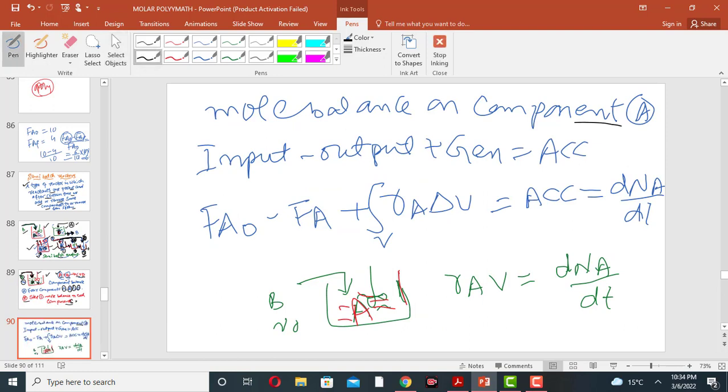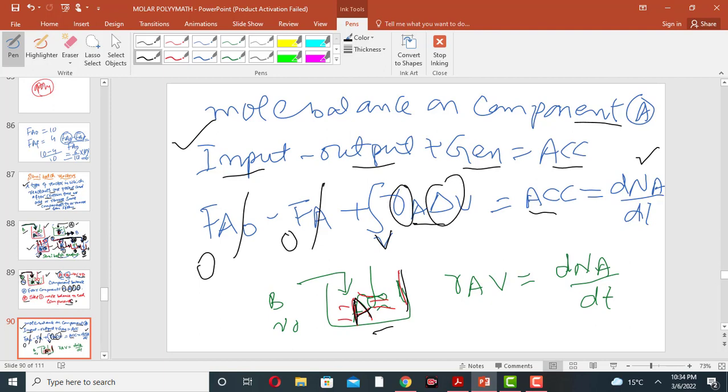Mole balance on component A: this is the general mole balance equation, input minus output plus generation is equal to accumulation. A is not entering the system, so this is 0. A is not leaving the system, so this is 0. The rate of generation of component A in the system is rA dV over the whole volume. The accumulation term is the change of component A in the system. So the moles of component A in the system change in this semi-batch reactor. So rA times V is equal to dNA by dt, where NA is the moles of component A, which changes with the passage of time.